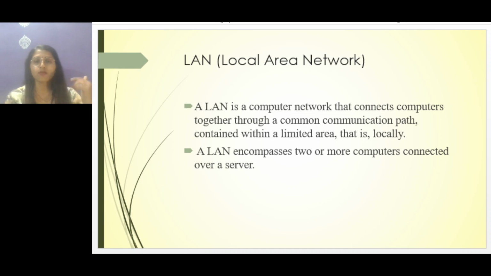So the smallest one was the PAN, that is a personal area network. Next is the LAN, that is the local area network. You all must be very familiar with the word LAN. Now what is a LAN? LAN is a computer network that connects computers together through a common communication path, via a common Ethernet. For example, you connect multiple computers for sharing of the resources, for sharing of the files.